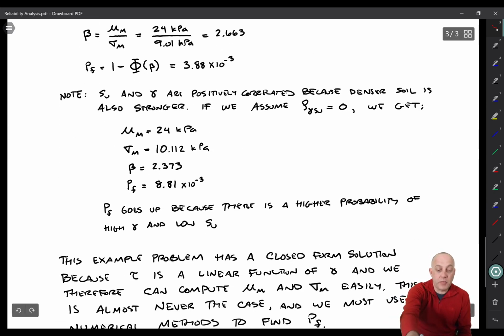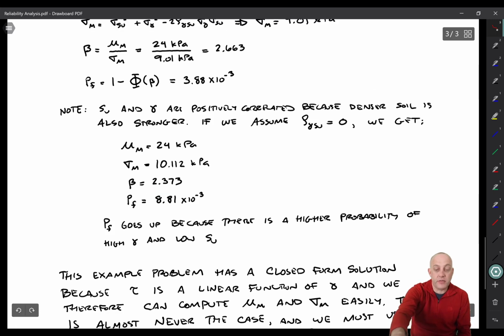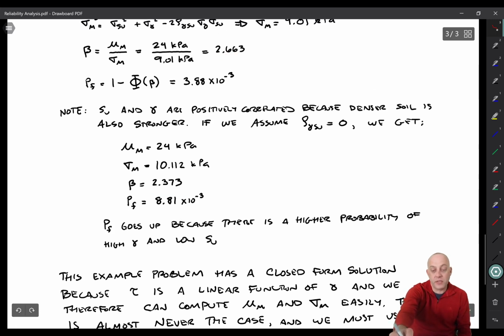Okay, so then we get beta is equal to only 2.373 instead of 2.663, so it went down a little bit. And the probability of failure is now 8.8 times 10 to the minus 3. All right, so whereas we had 3.9 times 10 to the minus 3 before. So probability of failure did indeed go up.